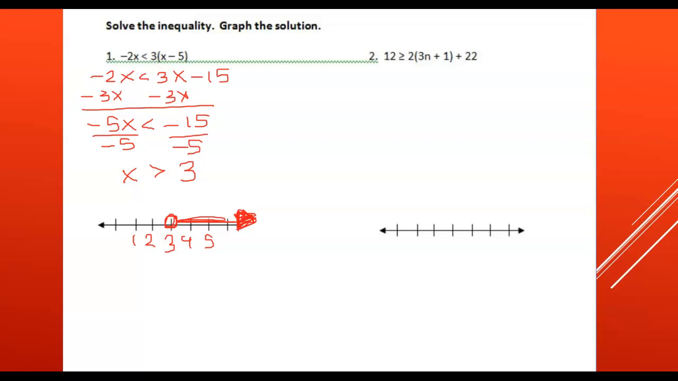I need to know when you are shading in a direction. It needs to be darker some way. I also need to know open versus closed. If I can't tell, I'm going to assume closed. Distribute, combine like terms.